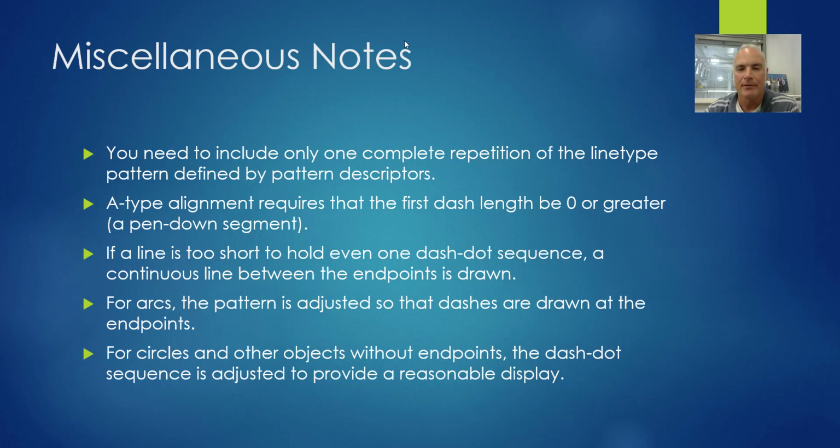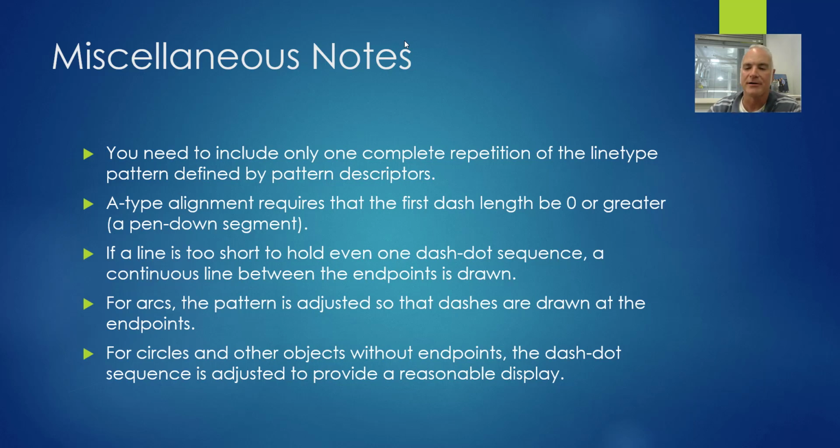The A type alignment, which is what AutoCAD requires, needs a dash length of 0 or greater for that first segment. So you can start with a dot, or you can start with a pen down segment of some other distance, but you cannot start with a pen up segment. If you do, your line won't quite perform the way it's supposed to when you actually draw it.